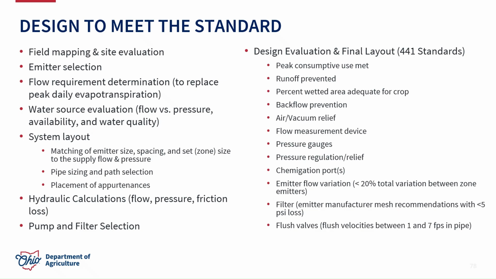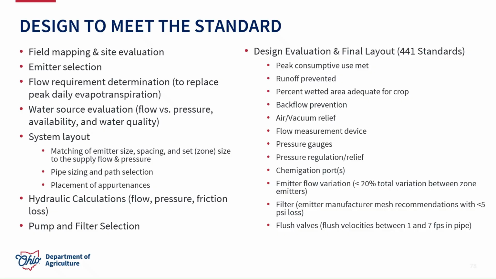We're going to need to select our emitters to make sure that they are sufficient for the crop spacing. Those emitters can provide the necessary flow rates we need, but that emitter is not going to require a flow rate such that the source cannot supply that water, right? We'll need to determine what flow rates we need in our system to replace that peak daily evapotranspiration from those plants, right? In that super hot month, we need to have the capacity in the system to supply the water needed for the crops. As we discussed earlier, we'll need to evaluate what our water source is. What quality and quantity of available water do we have, at what flow and what pressure, to supply our system?